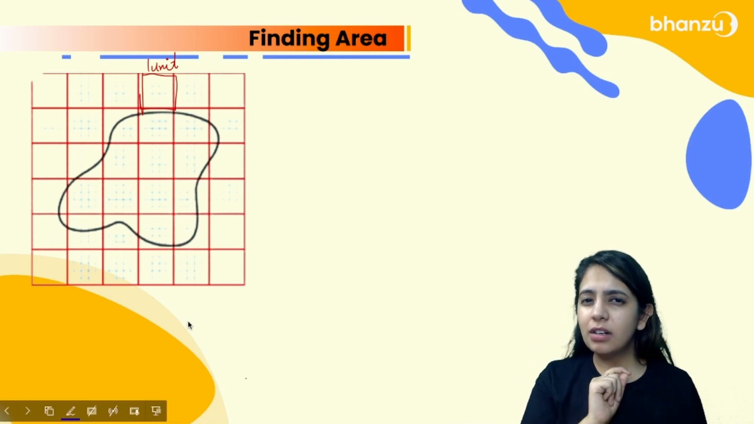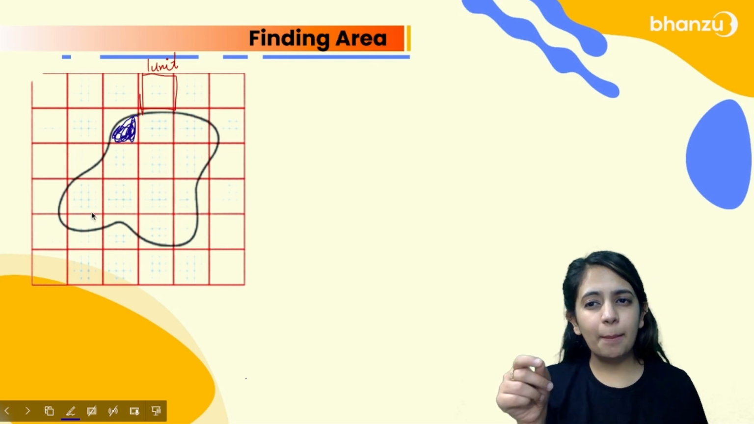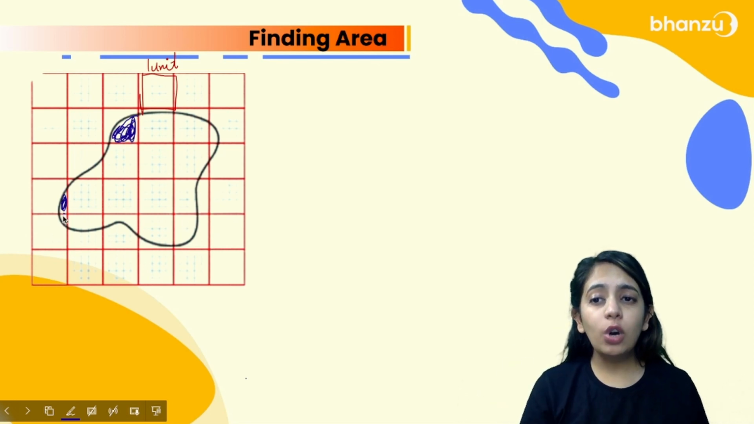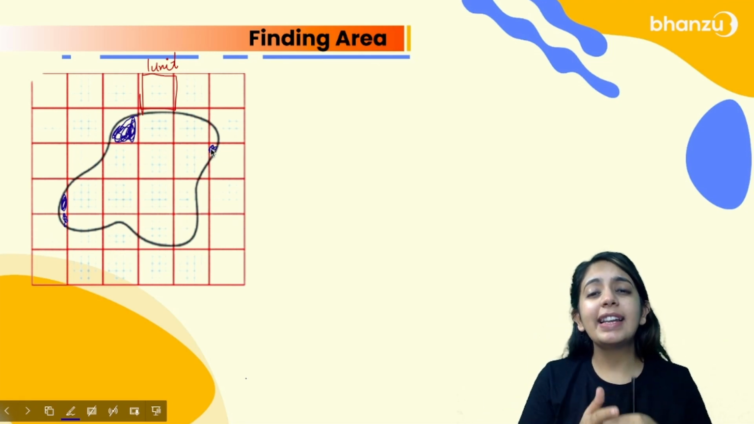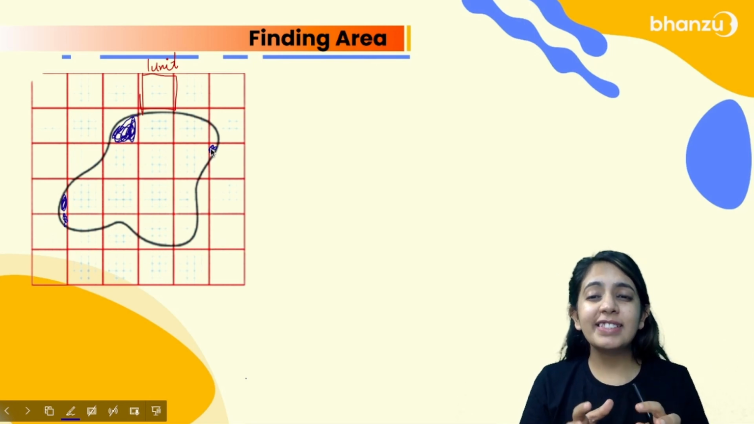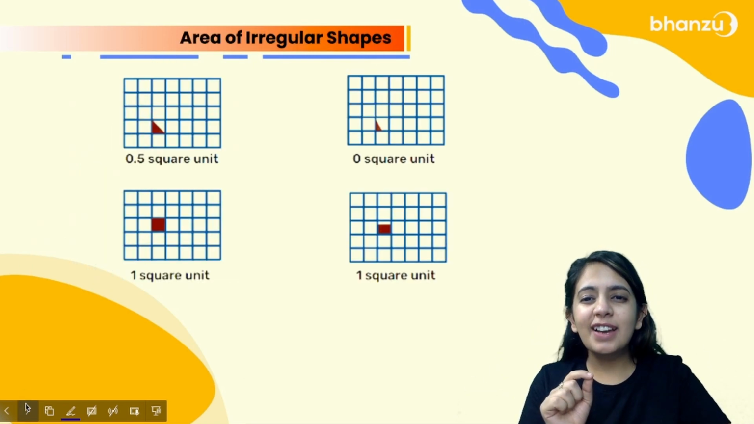But if you observe this image carefully, you will see that this shape is occupying half of the boxes on some parts, and at some parts it is not even occupying half. It is occupying less than half at some places, right? So how to go about it? How to calculate the number of square boxes which are coming inside of this shape? For that we have some rules, and the rules are over here.